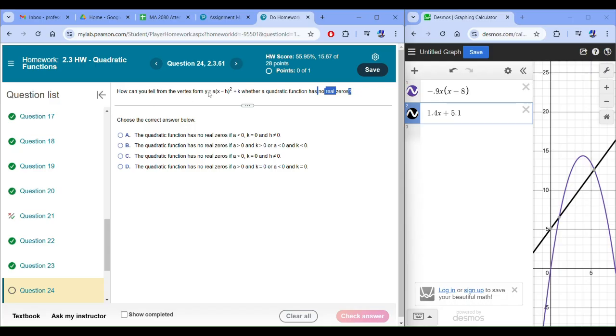How can you tell from vertex form whether the quadratic function has no real zeros? If a is positive and k is positive, so if a and k match the same signs, then it's game over. No real zeros if a is positive and k is positive, or a is negative and k is negative, because that means that your graph is moving up and smiling or moving down and frowning. They're never going to intersect the x-axis.